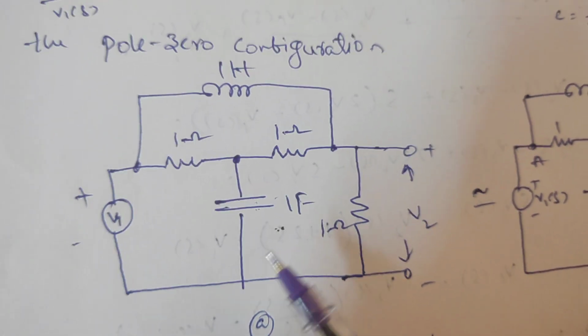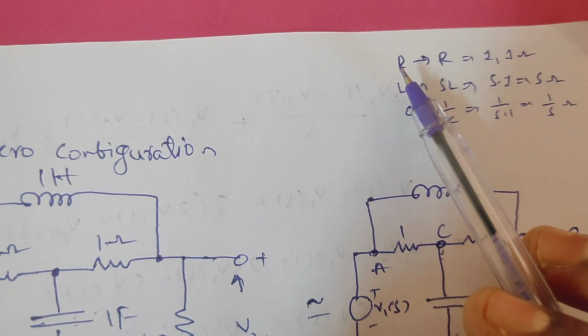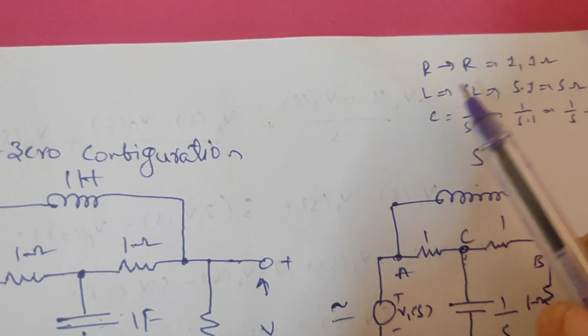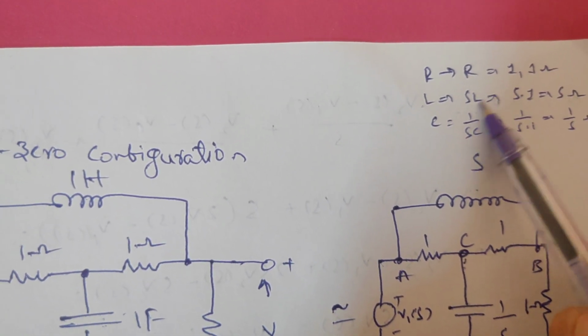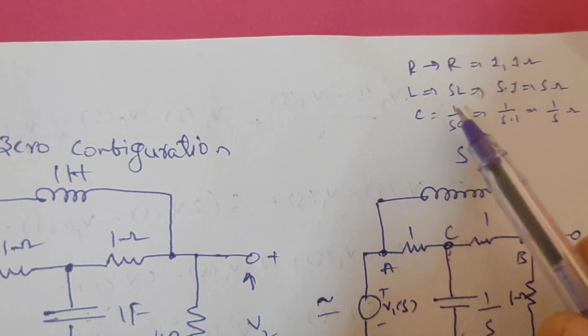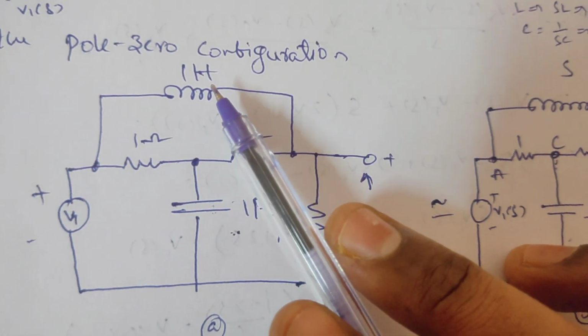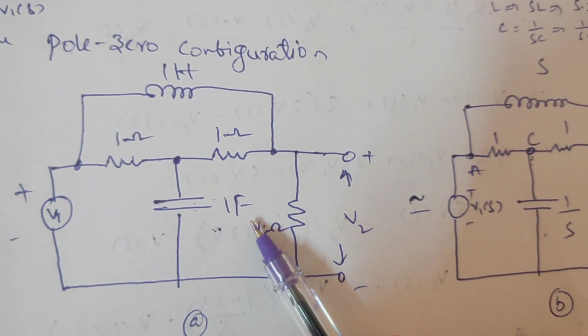This is in the time domain, and this will be in the frequency domain. So when you transform these values, we replace a resistor with a resistor only, an inductor with its equivalent inductive reactance value, and a capacitor with its equivalent capacitive reactance value. That is, L becomes S into L, and C becomes 1 by S into C. As we are seeing here, the inductor value is 1 henry, the capacitor value is 1 farad, and the resistor values are all 1 ohm only.